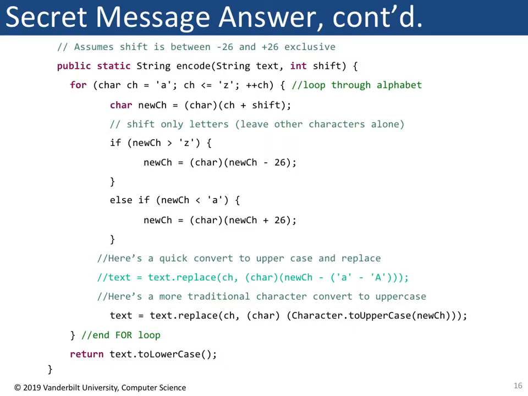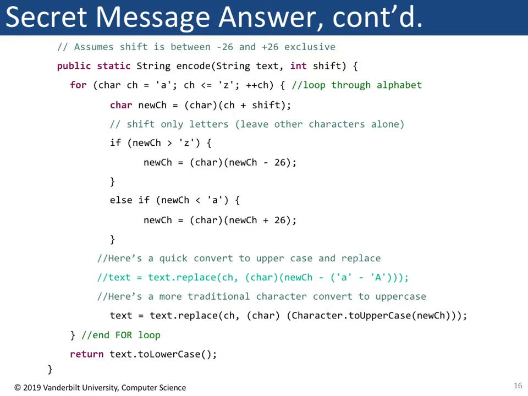So this is going to shift just the letters. Anything that's not a letter is going to be left alone. And the way that we're going to accomplish that is if the newCh is greater than Z, then we're going to wrap back.